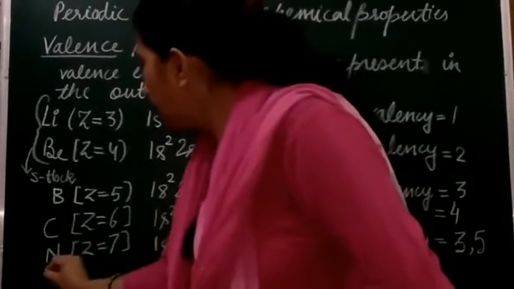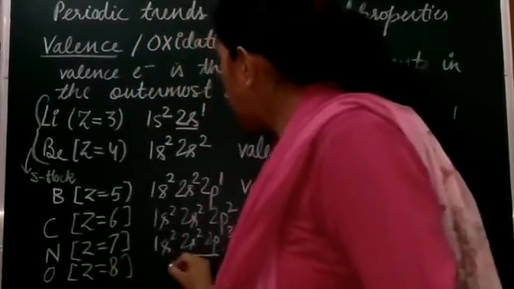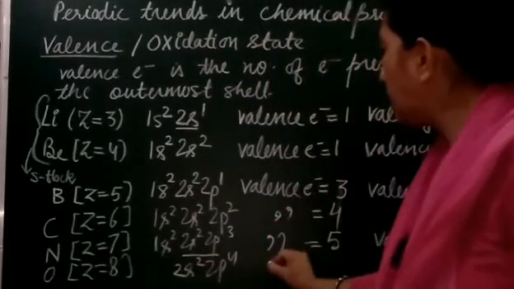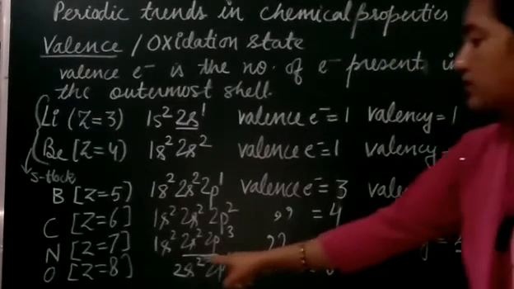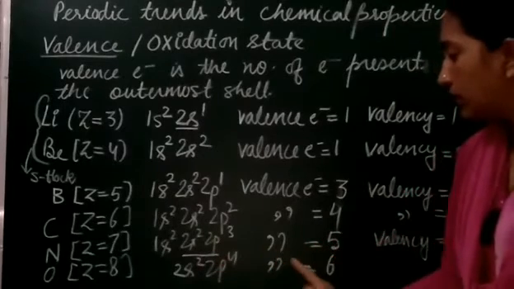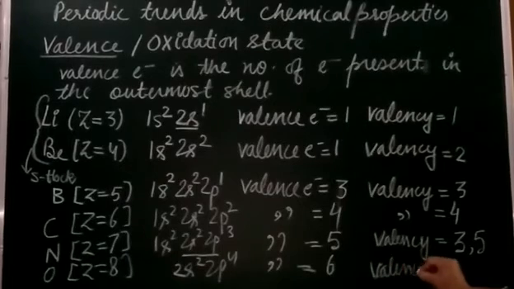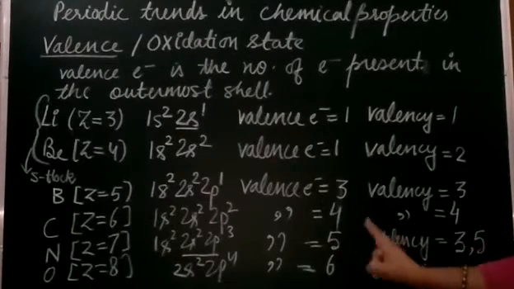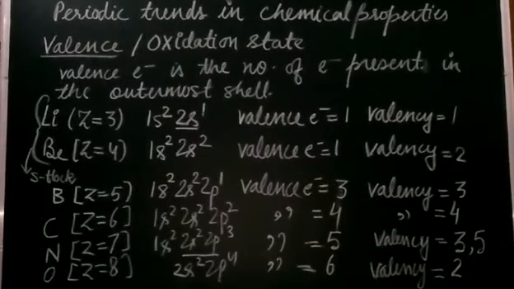Now after nitrogen comes oxygen, so Z equals 8. I am writing the outermost shell now: 2s2, 2p4. Here the number of valence electrons is how much, students? It is 6. 2s2, 2p4, so 2 plus 4 is 6. So the valency is going to be how much? The valence electron is 6, so it is 8 minus 6. We will get 2, right?